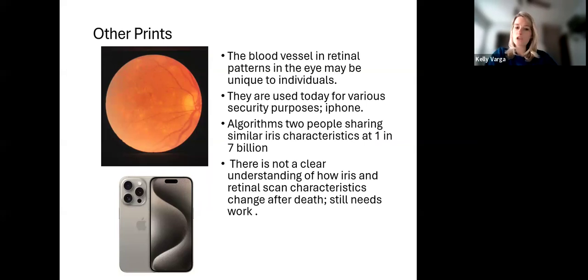Algorithms say two people sharing similar iris characteristics are about 1 in 7 billion. It's not absolutely impossible. It doesn't mean that you couldn't fool it, and maybe things like identical twins could come into play here. So there's not a clear understanding of how iris and retinal scan characteristics change after death. This still needs some work, right? Very different than what we're talking about as far as the distribution and the breakdown of the vitreous humor, right? That's not the same. We're talking about that retinal distribution and scanning of individuals for identification after death.